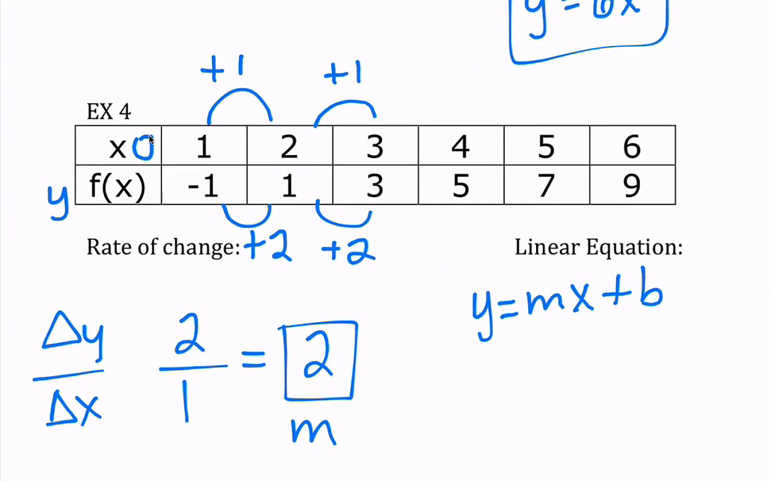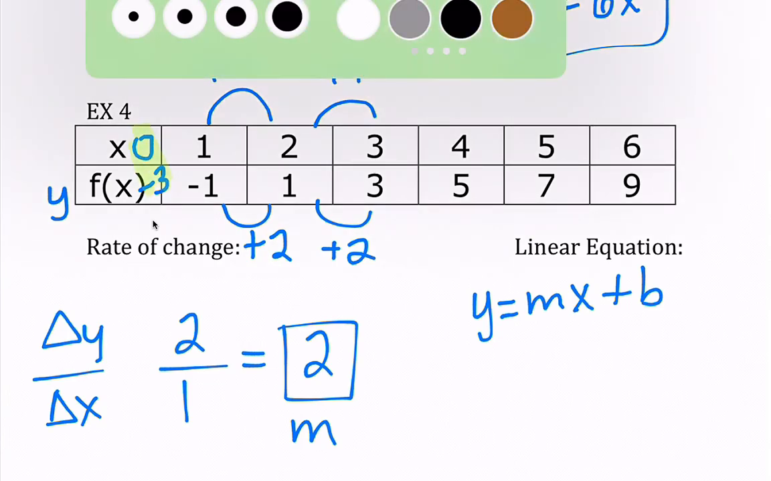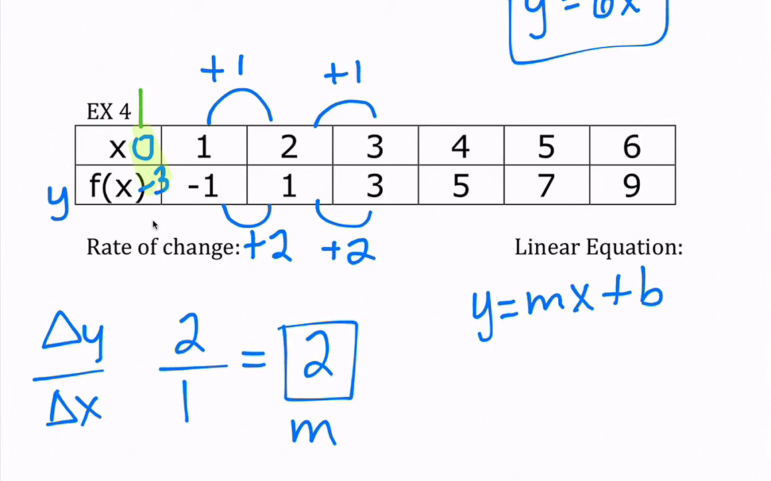We have to go backwards 1, right? When I'm going forward, I know we're adding 2 each time, so to go backwards, I'm going to have to subtract 2. -1 subtract 2 is -3. This represents my y-intercept. So my y-intercept is -3.